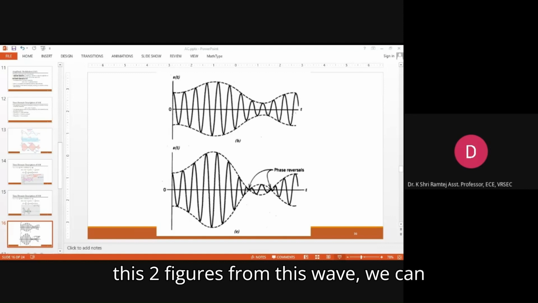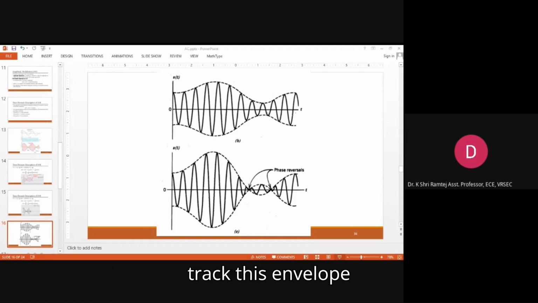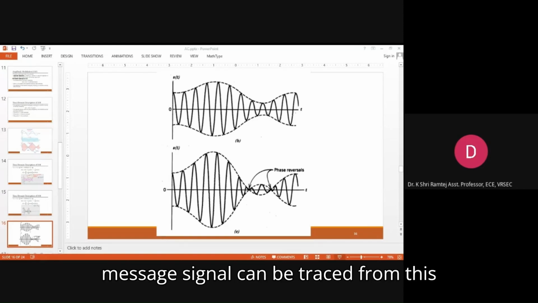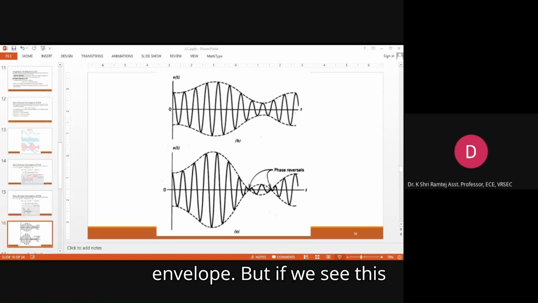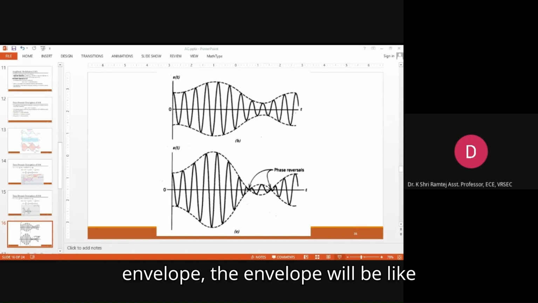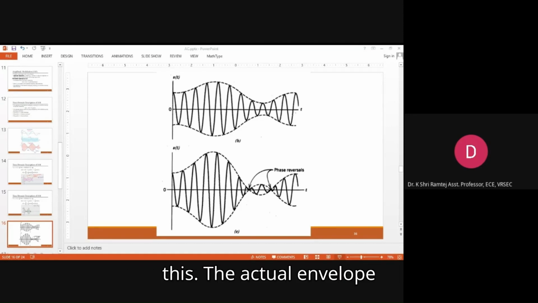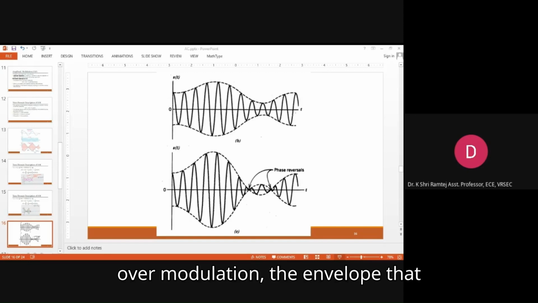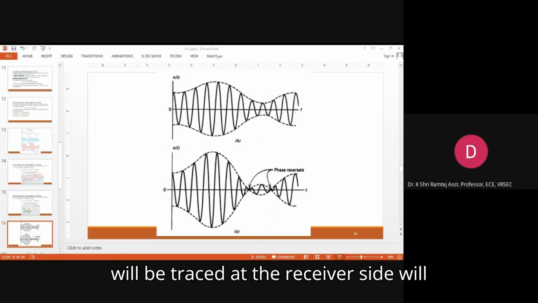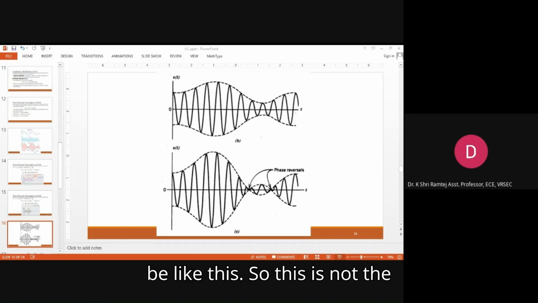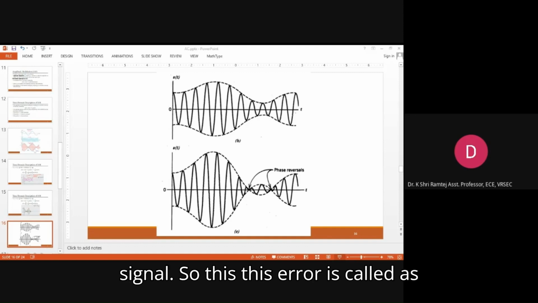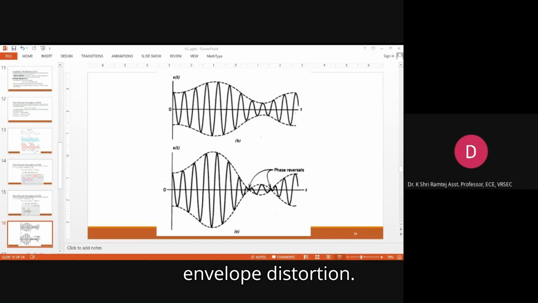If we observe these two figures, from this wave we can track this envelope and we can get the message signal. The message signal can be traced from this envelope. But if we see this envelope, it will be like this. The actual envelope is this one, but due to this over modulation, the envelope that will be traced at the receiver side will be like this. So this is not the message signal, but the distorted signal. This error is called envelope distortion.